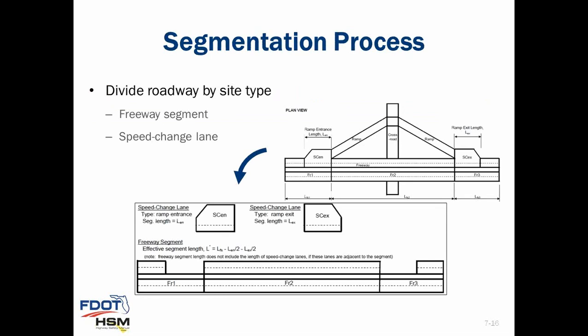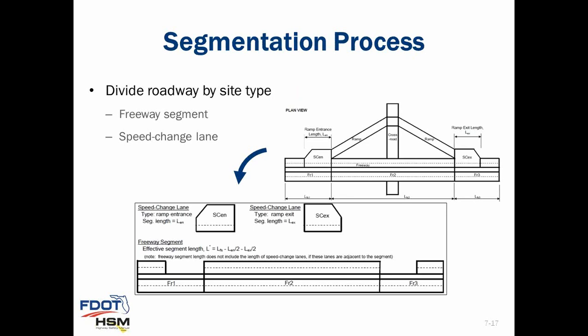Okay, so let's talk about the segmentation process. It involves dividing a facility into sites. One type of site is described as a freeway segment, which is a short length of freeway that has a constant cross-section. A second type of site is a speed change lane.